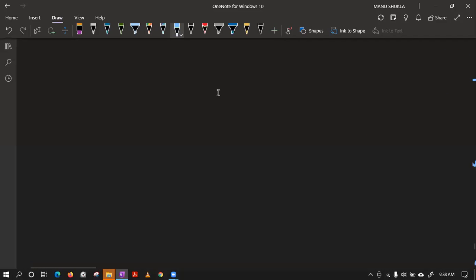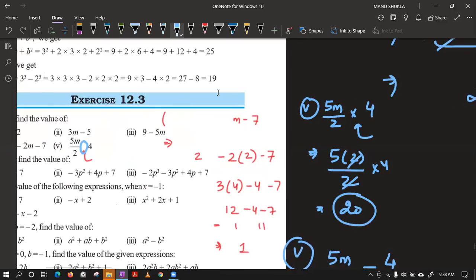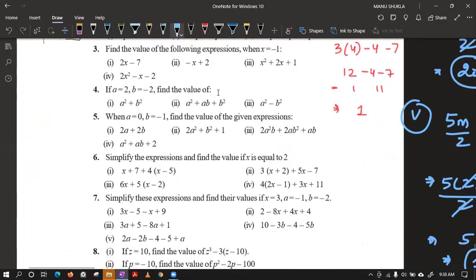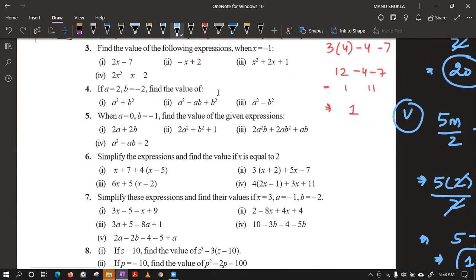Where is the PDF? Okay, question number 3. Anyone wants to ask any doubt? Because these all questions are similar, you just need to put the value and solve. In question number 3, which part you want me to try? Please tell. In question number 3, which part you want me to try?